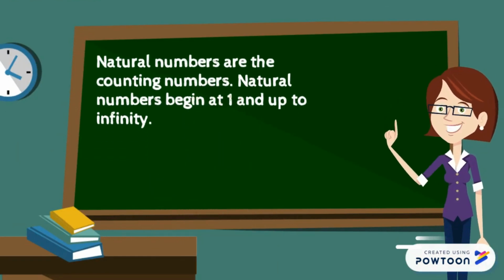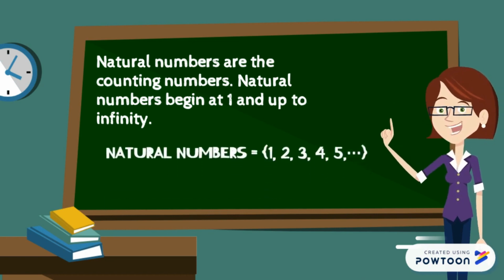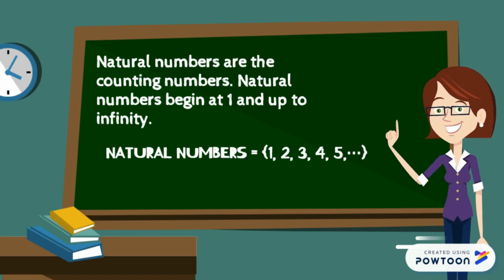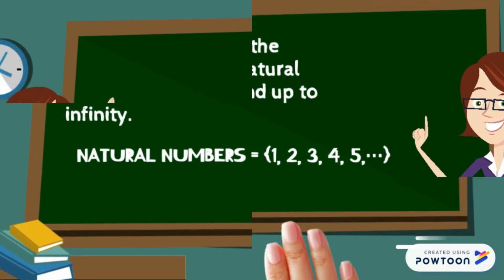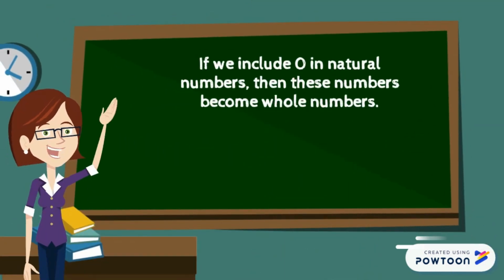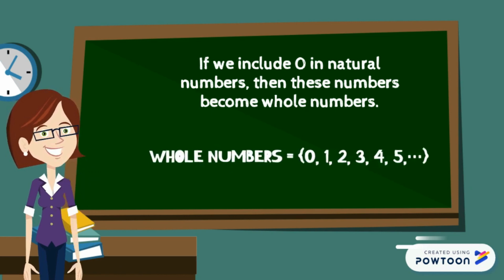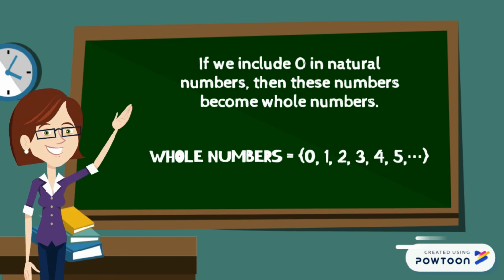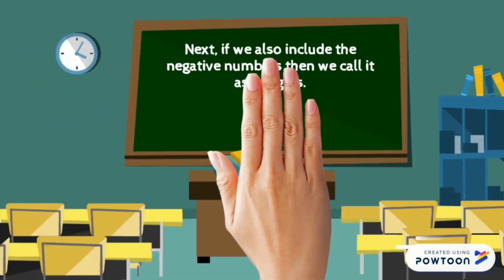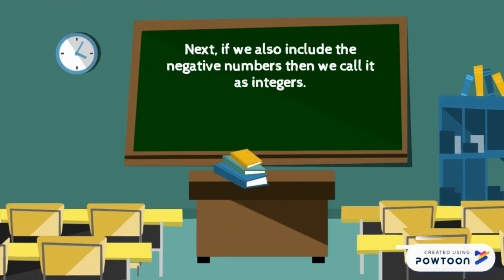Natural numbers are the counting numbers. Natural numbers begin at 1 and go up to infinity. Natural numbers are 1, 2, 3, 4, 5, etc. If we include 0 in natural numbers, then these numbers become whole numbers. Whole numbers are 0, 1, 2, 3, 4, 5, etc. Next, if we also include the negative numbers, then we call them integers.